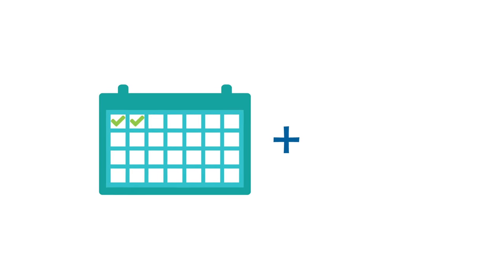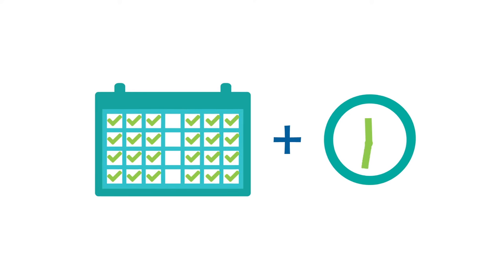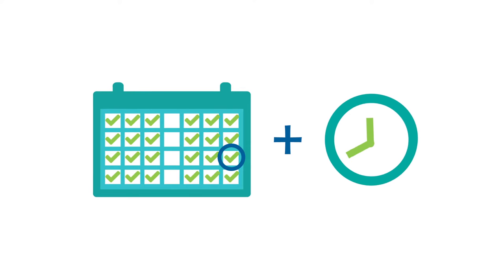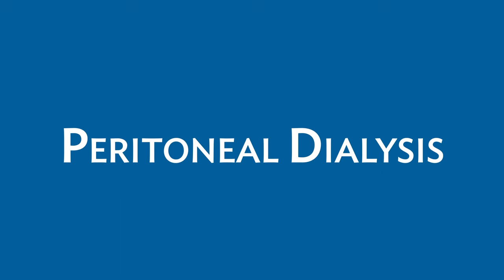The schedule of your treatments and length of your sessions will vary based on your individual needs, and you'll receive a monthly checkup at a dialysis clinic to see how you're doing. There are two types of peritoneal dialysis.